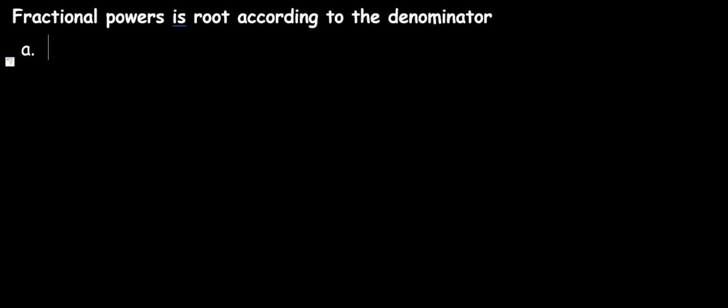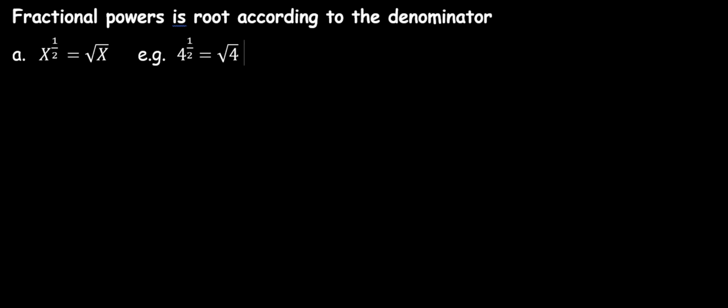We are treating another law now. Fractional powers is root according to the denominator. Let's look at the first simplified part of the law. x raised to power 1 over 2 is equal to root x. Example, 4 raised to power 1 over 2 is equal to square root of 4. Here it is square root.